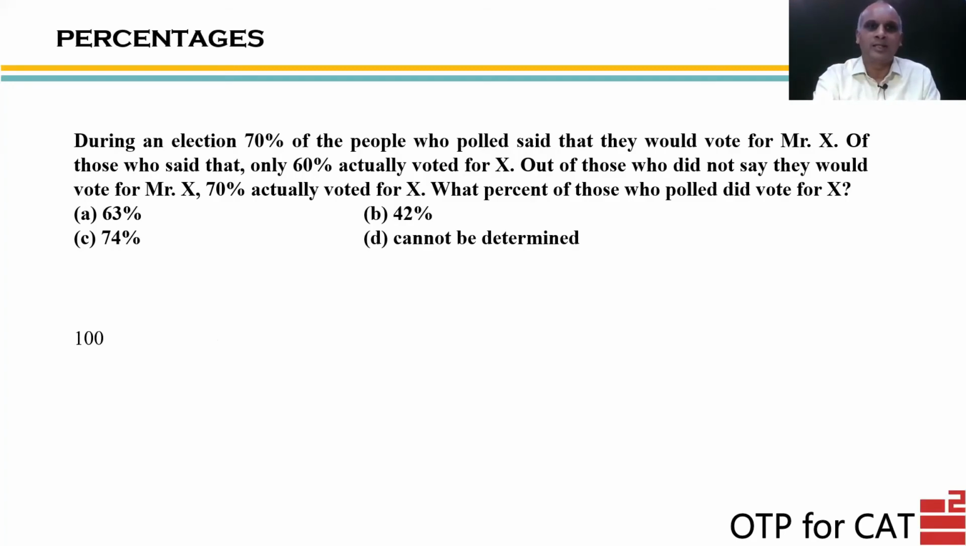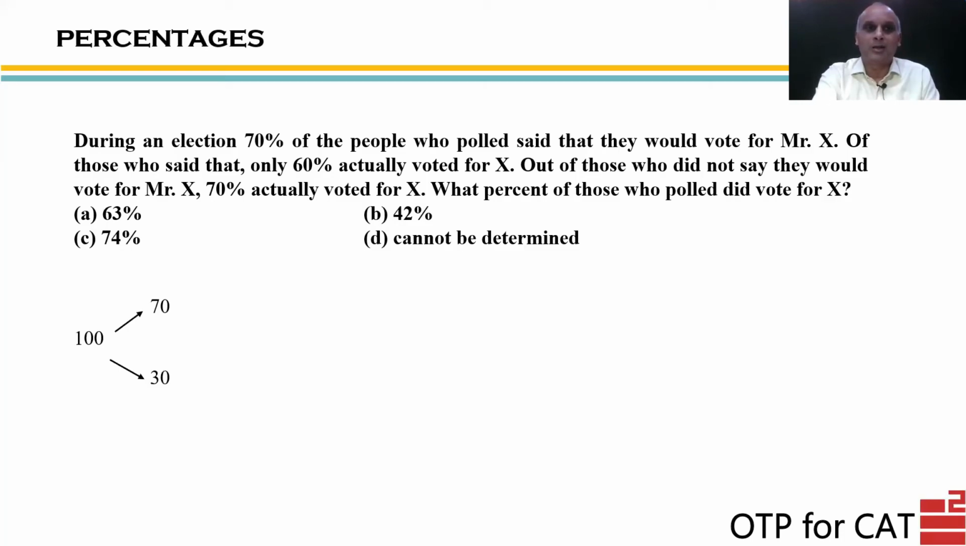So if we are given that 70% of the people who polled said that they would vote for Mr. X, that means 70 people. If there are a total of 100 people, 70 people did say that they would vote for X. And that means 30 people said that they would not vote for X.